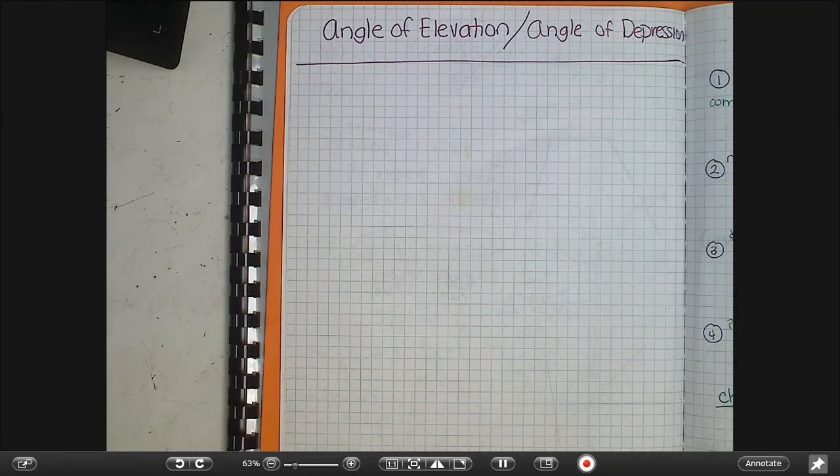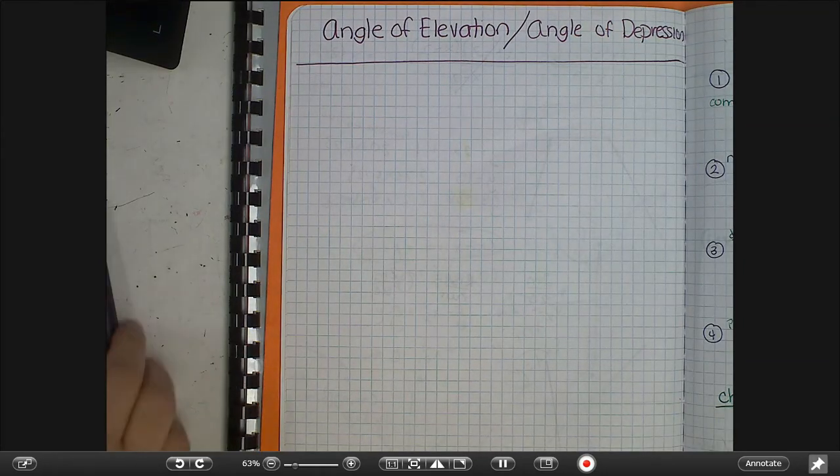Trigonometry word problems, angle of elevation and angle of depression. So I just want to give you an example of what each of those vocabulary words mean, and then we're going to do 3 quick examples.